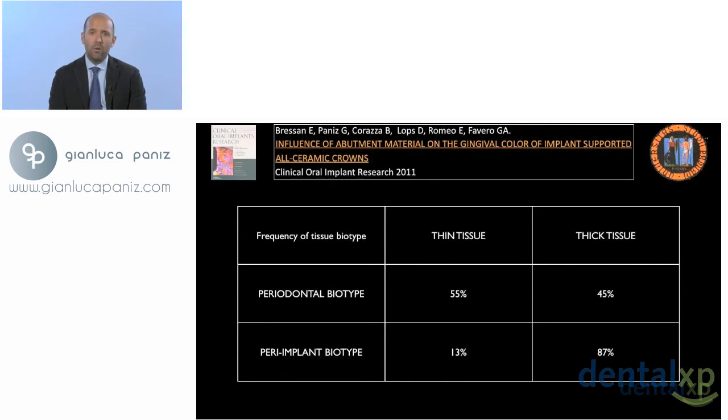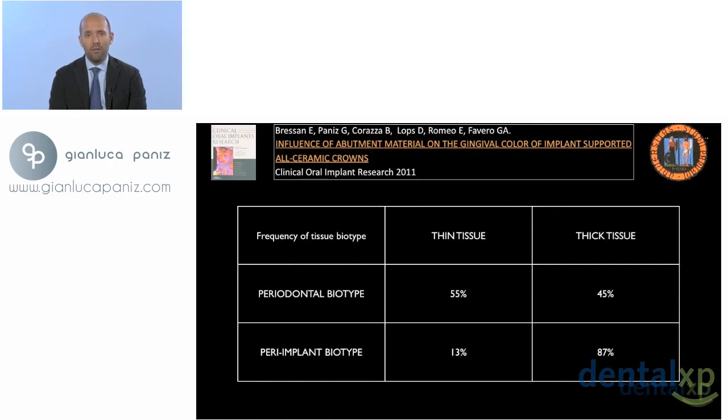And we will talk about this later on in the presentation, but something that was extremely interesting in our finding is that we had a population that was made up of 55% of thin tissue biotype, but the same exact population, which was having implants in the aesthetic zone, were having 87% of thick tissue. What does it mean?